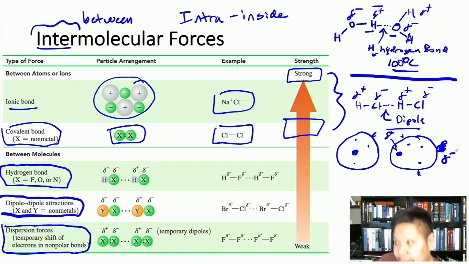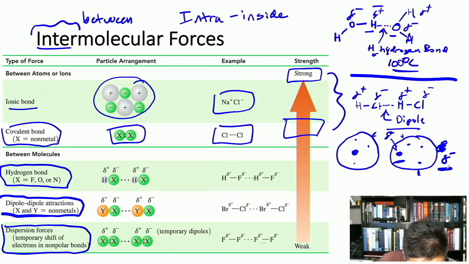Remember, nuclei are positively charged, electrons are negatively charged, and when they come close to another molecule, the electrons from one molecule can make the electrons of the other molecule disperse to the other side. And when it disperses to the other side, it exposes the nuclei to be partial positive on one side, and then the electrons are all gathered on the other side, making it partial negative on the other side.